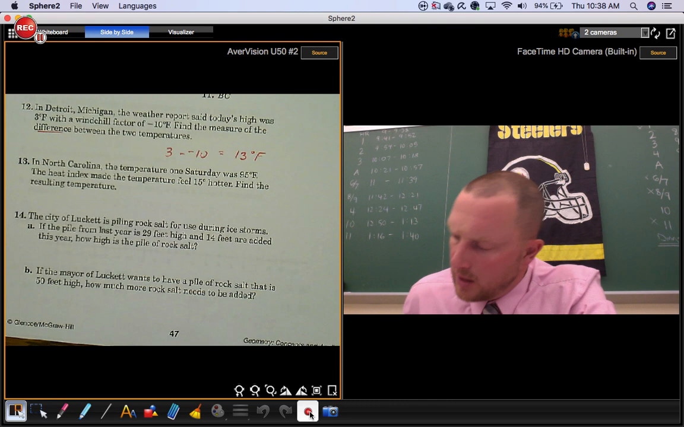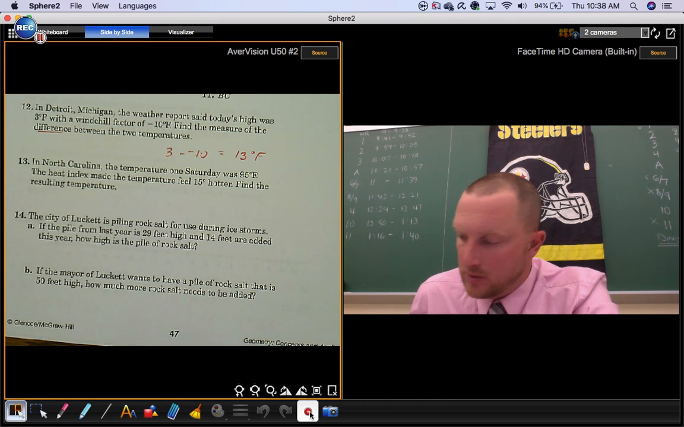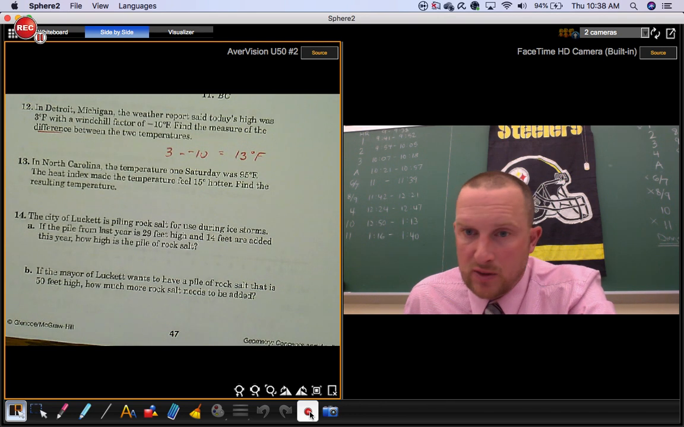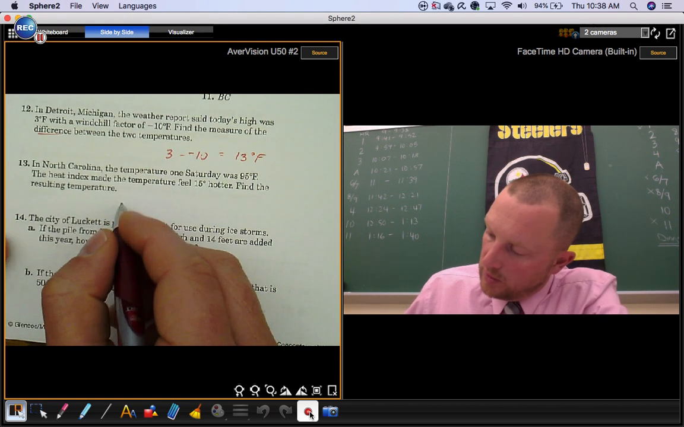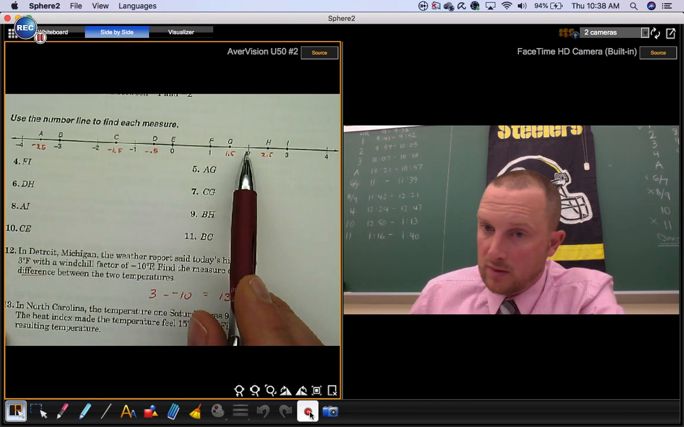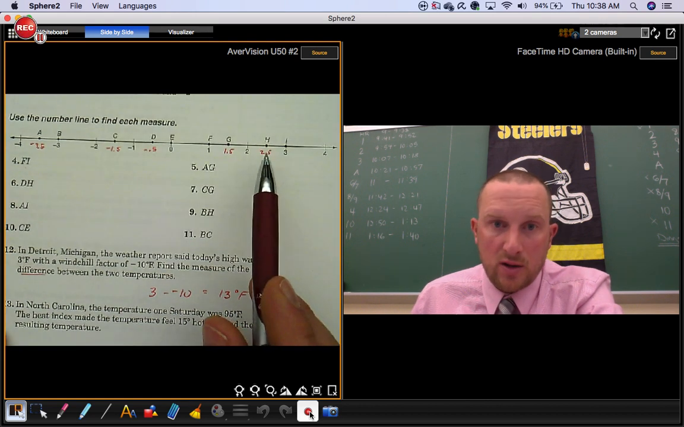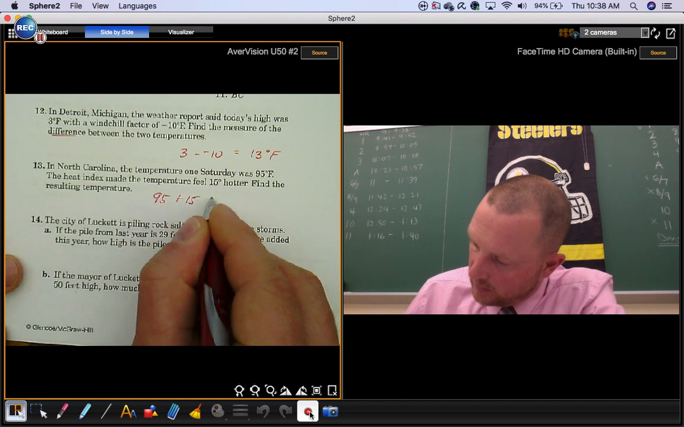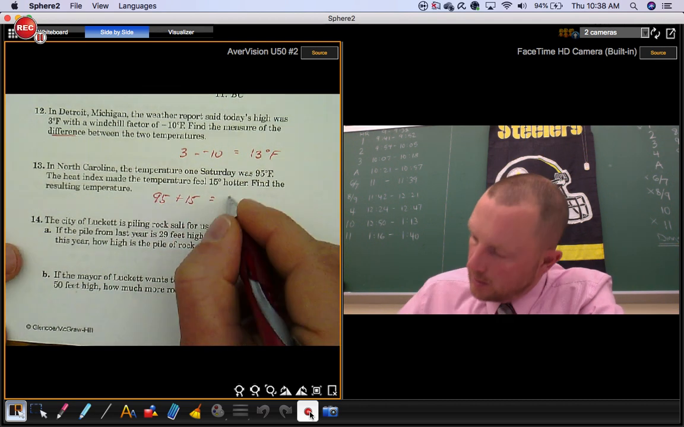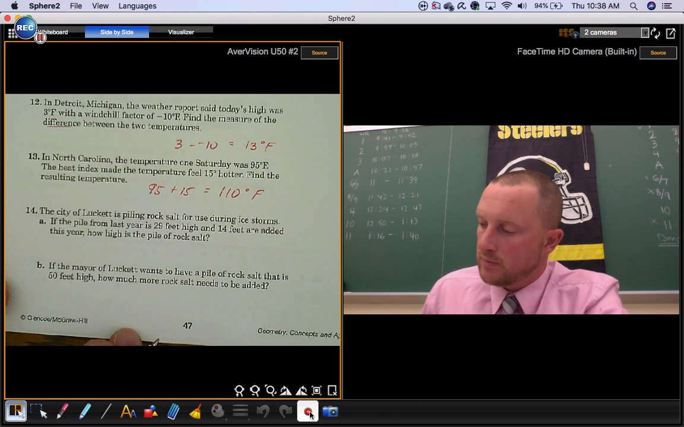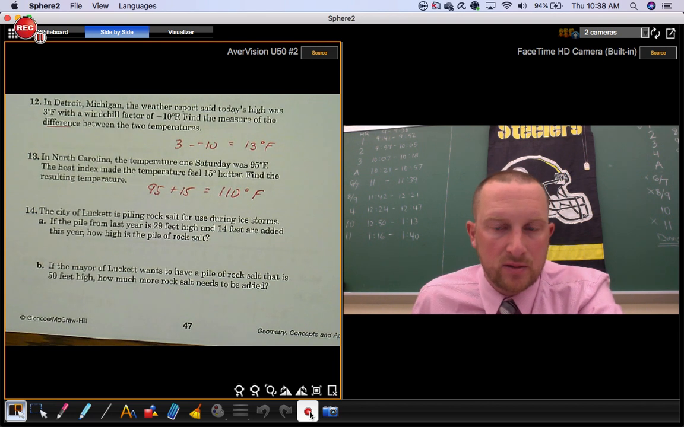Number 13, in North Carolina, the temperature one Saturday was 95 degrees Fahrenheit. The heat index made the temperature feel 15 degrees hotter. Find the resulting temperature. Well, if you're 95 on a number line and you're going 15 degrees hotter, you're going to the right. So you're adding 15 on the 95. So it feels like it's 110 degrees Fahrenheit.